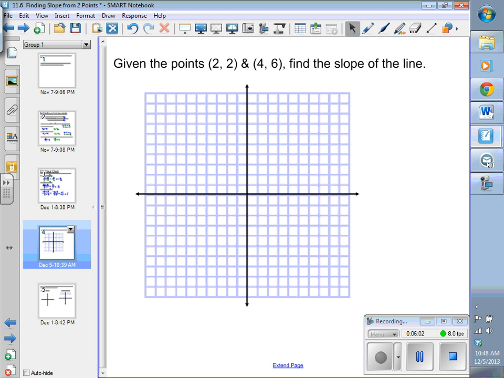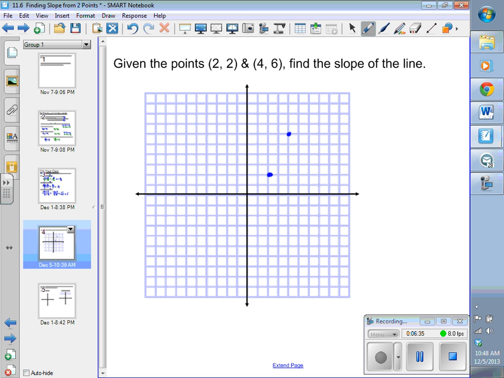Looking at our 2 points from earlier, we had the points 2, 2 and 4, 6. And we're just going to plot those real quick and refresh our memory on using the change in y and the change in x. So we had 2, 2, which goes right here, and 4, 6. 4, 1, 2, 3, 4, 5, 6. So we said our slope earlier using our change in y over change in x equation was 2. We found it, and we used change in y over change in x.